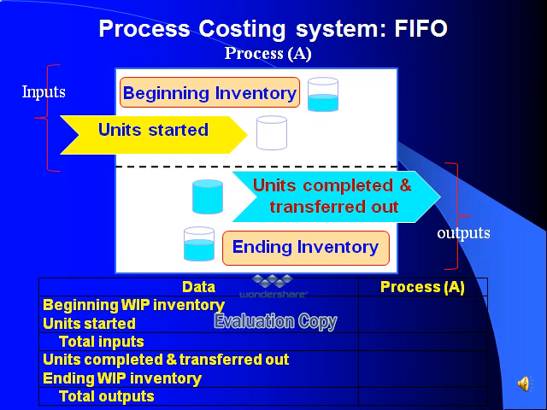So the flow of physical units consists of 2 parts. Part number 1, beginning work in process inventory plus units started equal total inputs. Part number 2 is units completed and transferred out plus ending work in process inventory equal total outputs.